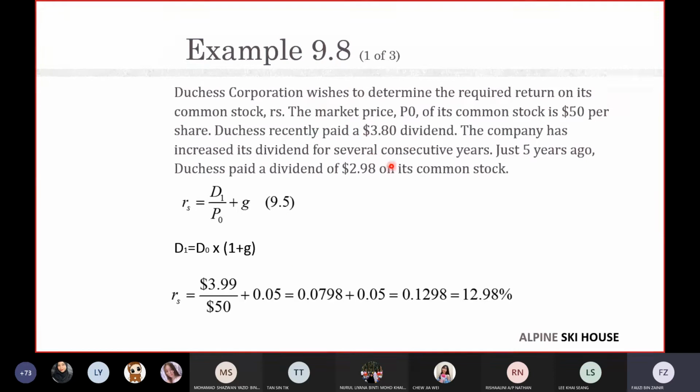Cost of equity. We take it as a general first. We call it common equity. The formula here is R equals D divided by P plus G. Here there is no flotation cost being considered yet. So R equals D1 divided by P plus G, and what we have to do is figure out what the G is and what the D1 is.